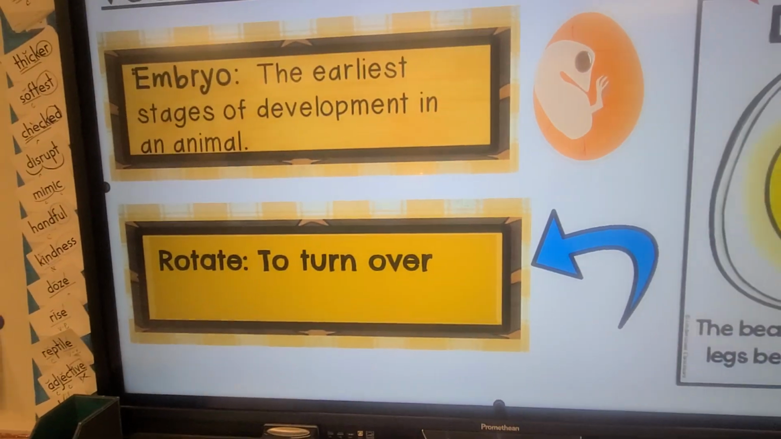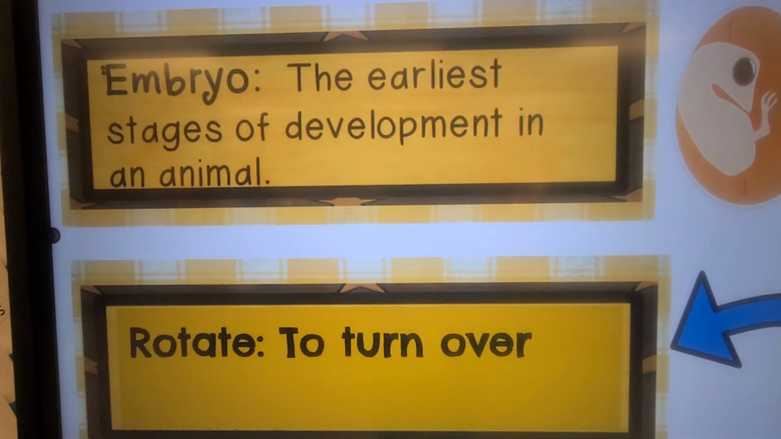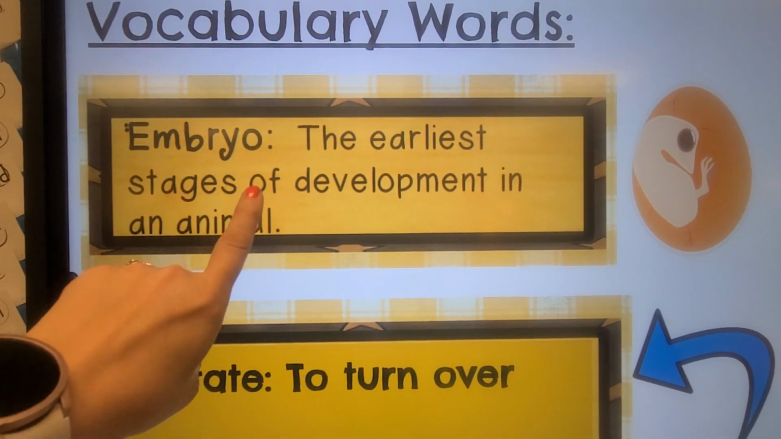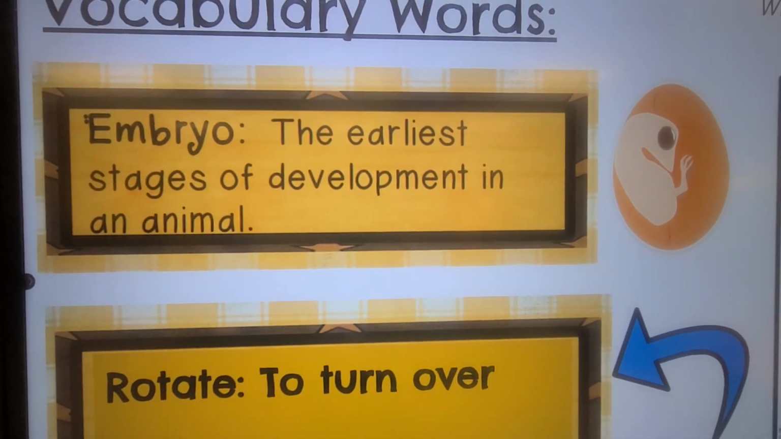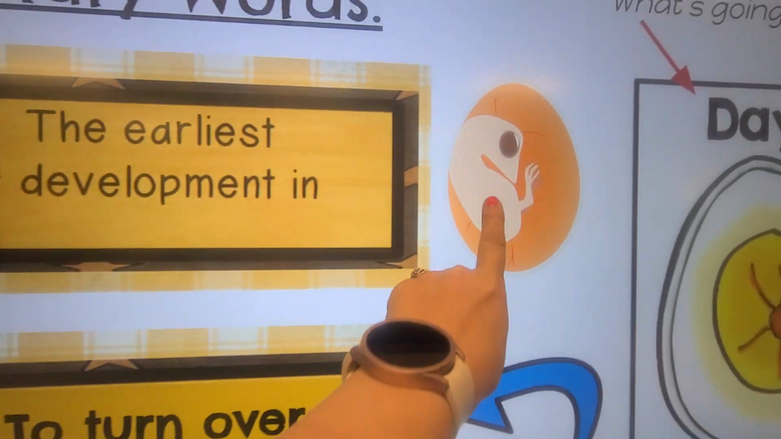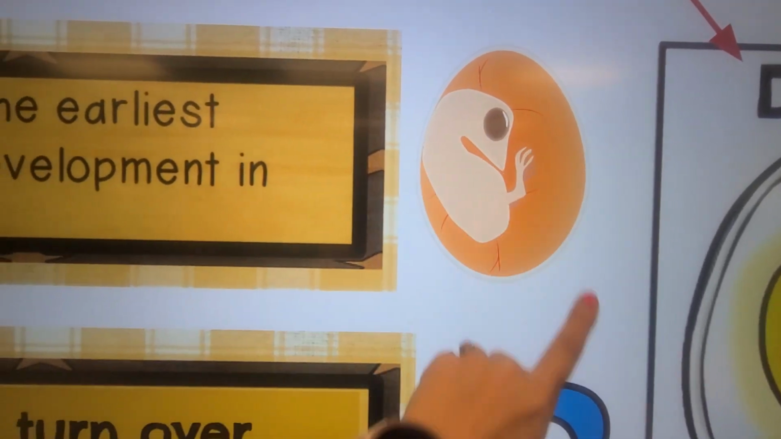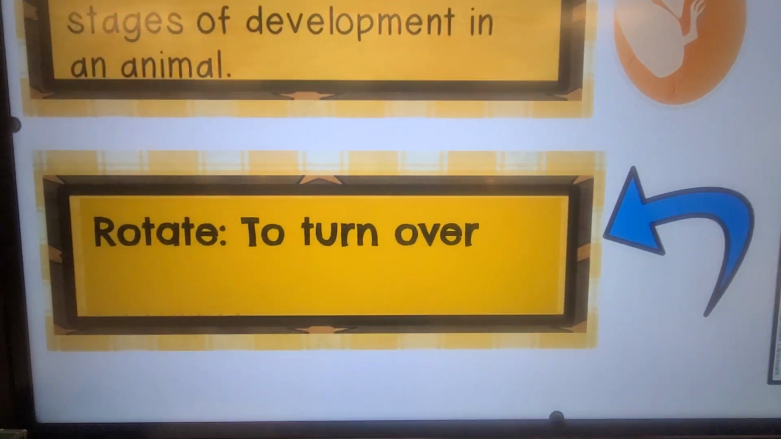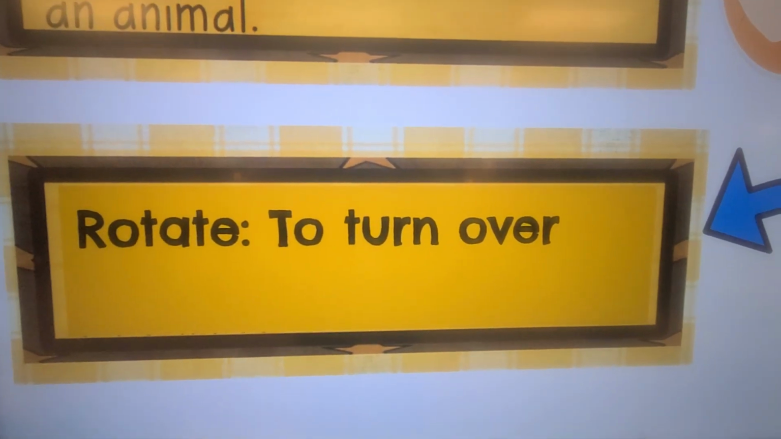Our 2 vocabulary words for today are embryo and rotate. Embryo is a noun, and it means the earliest stages of development in an animal. So that's what we call a baby, right? That we call a baby an embryo at the very beginning of the life cycle. And then we have another verb today, rotate, to turn over.